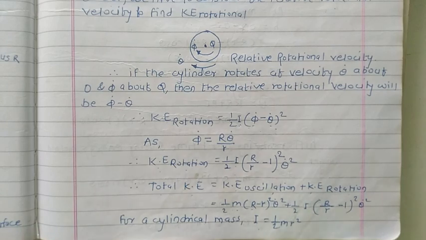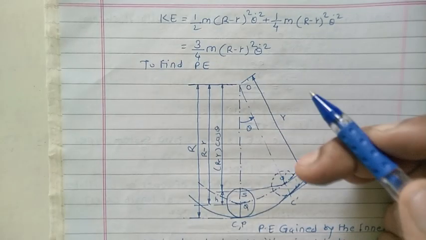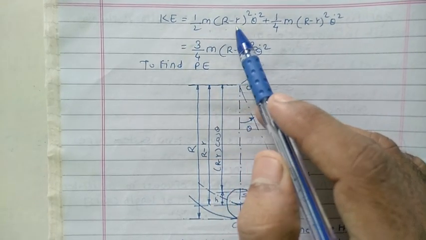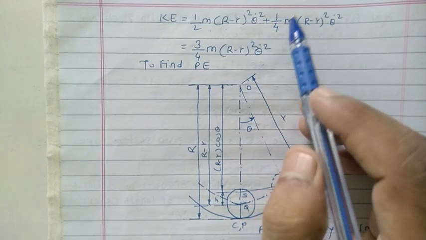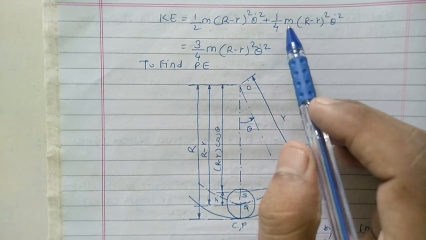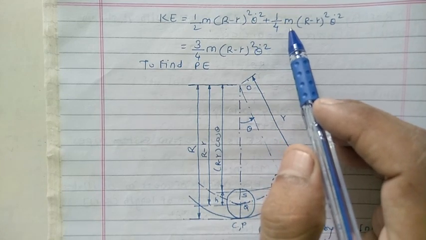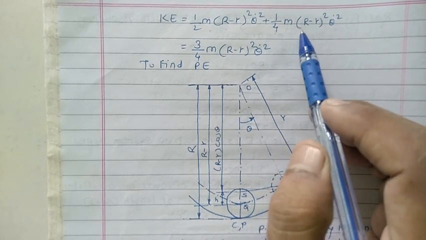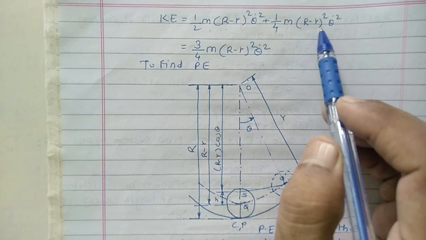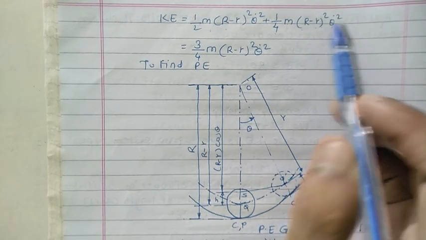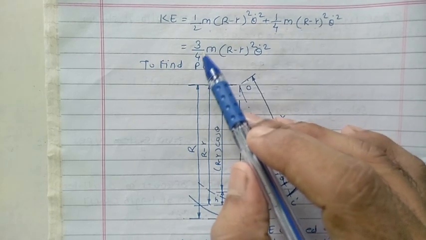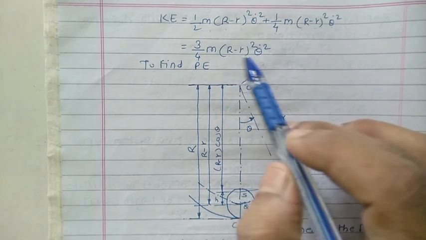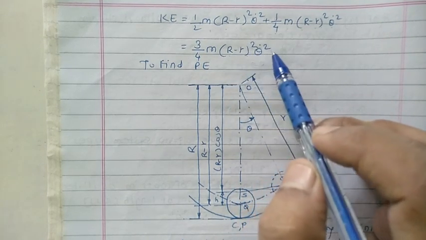Okay, so in the next step we can get the total kinetic energy, that is kinetic energy equals to 1/2 mass multiplied by capital R minus small r whole bracket square into theta single dot square plus I should be replaced by 1/2 into mass multiplied by r square term. So 1 divided by 4 will occur here, multiplied by m into capital R minus small r whole bracket square, multiplied by theta single dot square. Okay, so after simplifying, kinetic energy equals to 3 by 4 into m into capital R minus small r whole bracket square into theta single dot square, like this one.